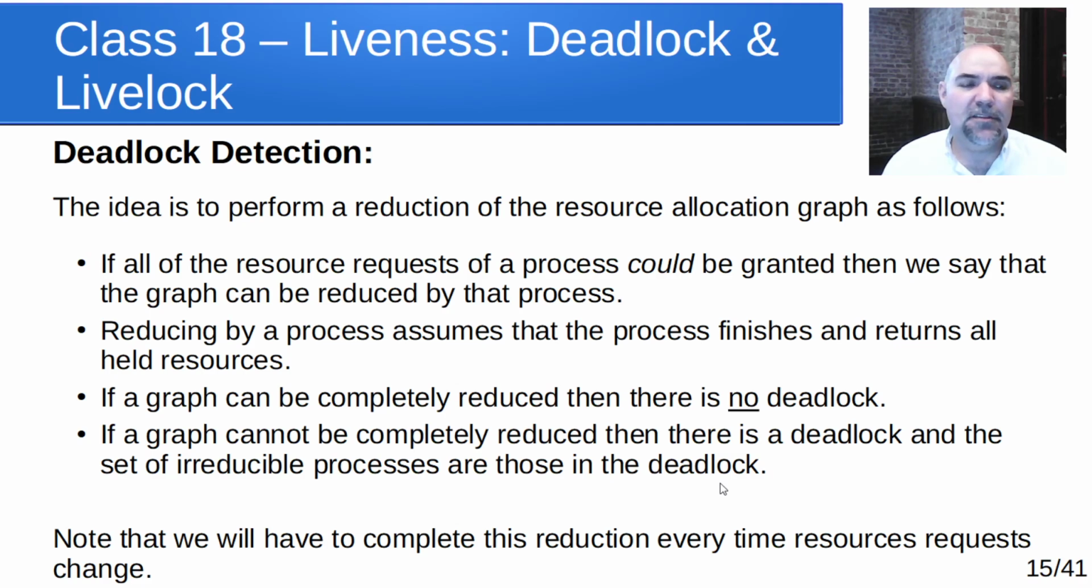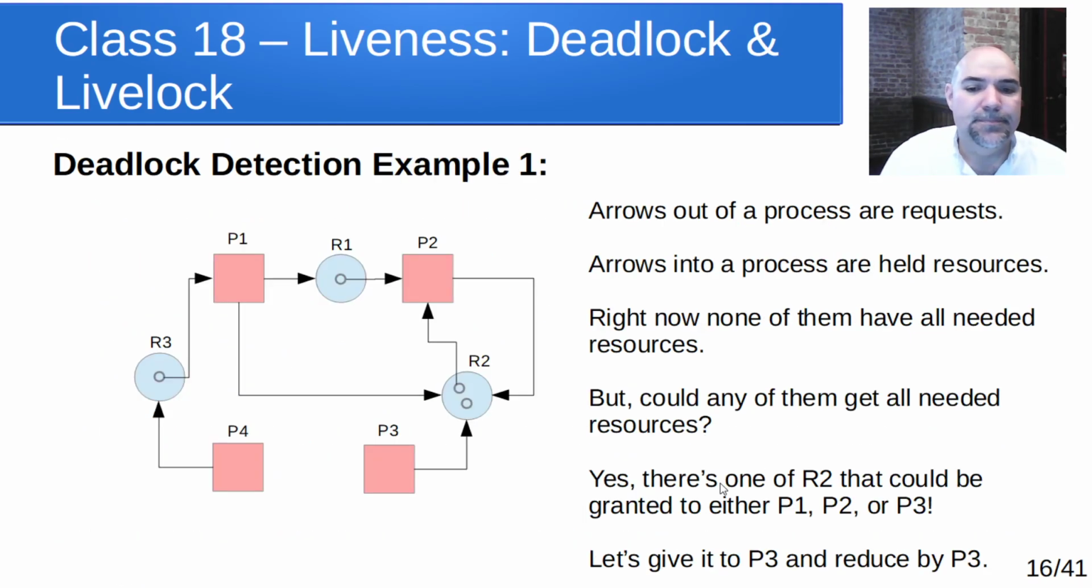Now, one of the things to note is that while a system is running, we'd have to perform that resource allocation reduction every time resource requests change. Anytime anybody acquires something or wants something and has to wait, we have to ask, is the system in deadlock? And if it is, then we say who's causing this. And once we know who's causing it, we need to decide what to do about it. We need to recover from it.